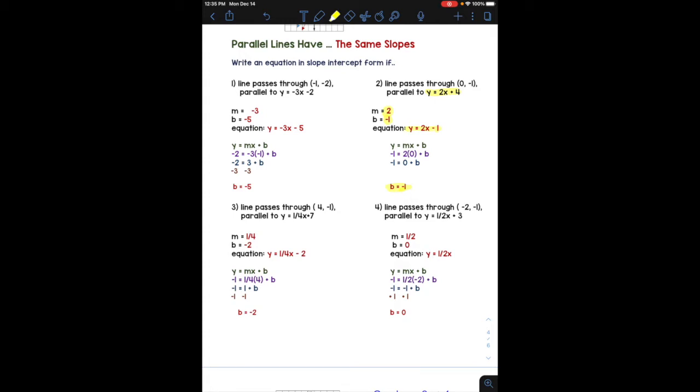Down below for number 4, the slope in their equation is 1/2. If my line is parallel to their line, we'll have the same slopes, therefore our slope will also be 1/2. We'll plug in the ordered pair (-2, -1) and simplify to find b, and you'll find that b, or the y-intercept, is 0. Once you know both, we can write our answer, y = 1/2 x. We're not going to add the plus 0 on the end since we don't want to have 0 in our equation.